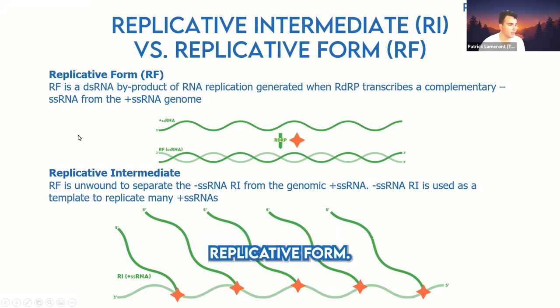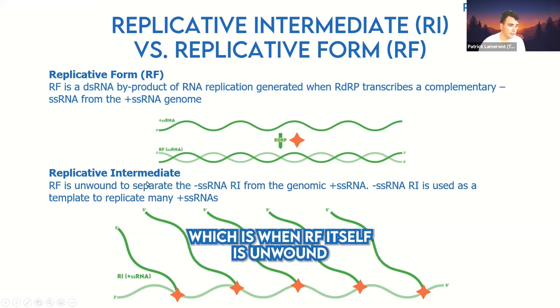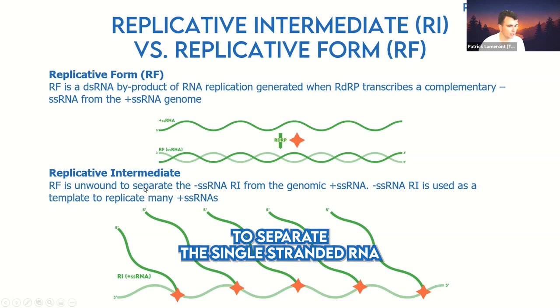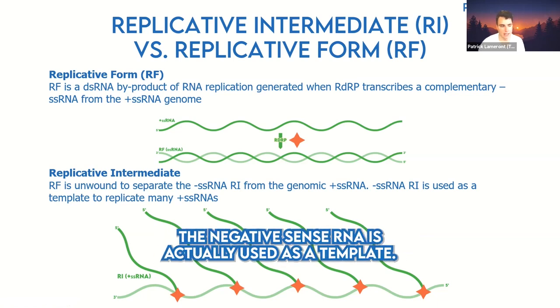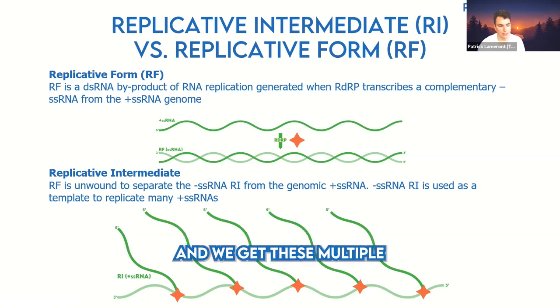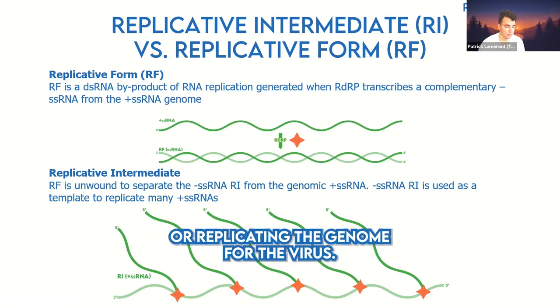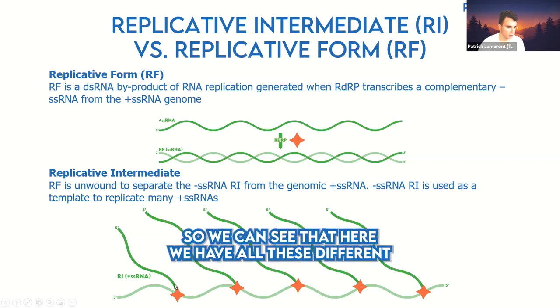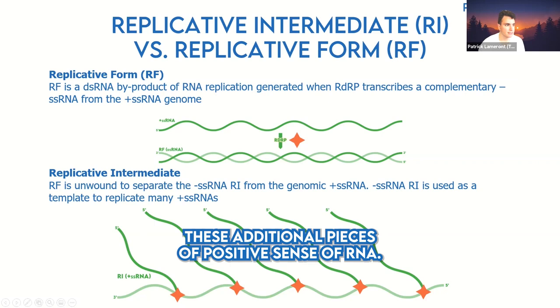or the replicative form. We also have the replicative intermediate, which is when the RF itself is unwound to separate the negative sense single-stranded RNA from the positive sense single-stranded RNA. From there, the negative sense RNA is used as a template, and we get these multiple positive sense RNAs transcribed from it, replicating the genome for the virus. So we can see here we have all these different polymerases on the replicative intermediate creating these additional pieces of positive sense RNA.